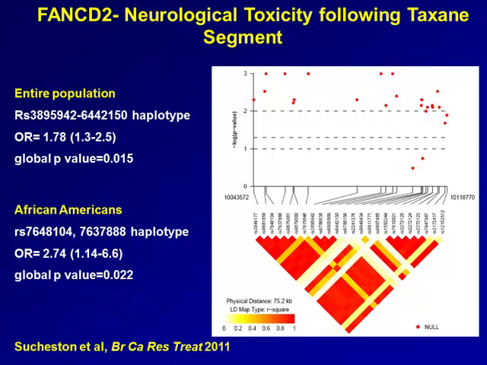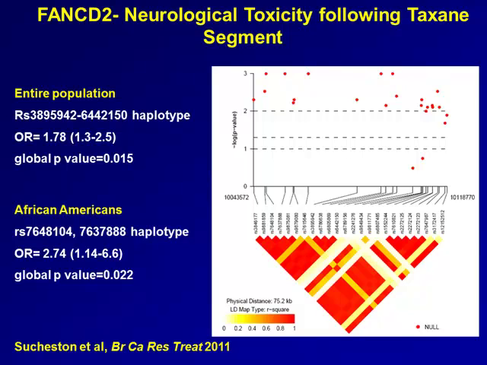Either fortunately or unfortunately, in two other groups, CALGB and ECOG, similar efforts were made with other studies of taxanes. Similar hits were made, but in completely different genes. So we now have 3 different groups with 3 different hits for the same gene, same endpoint.